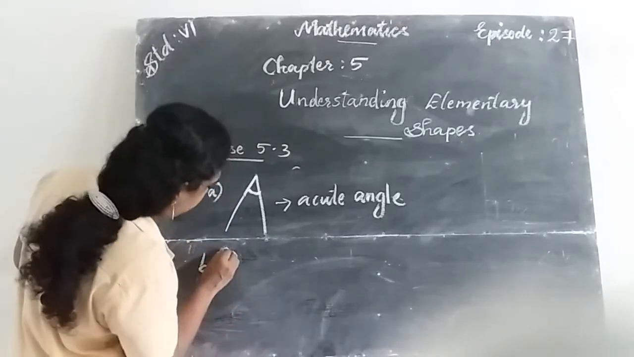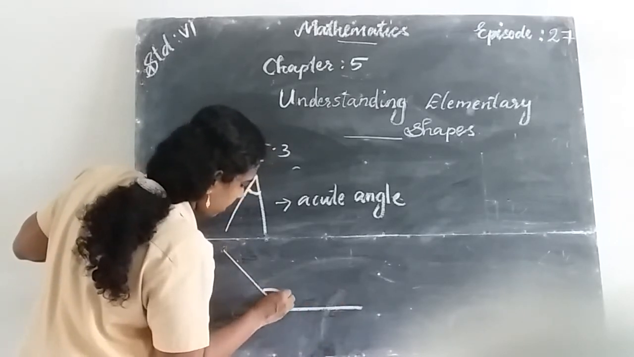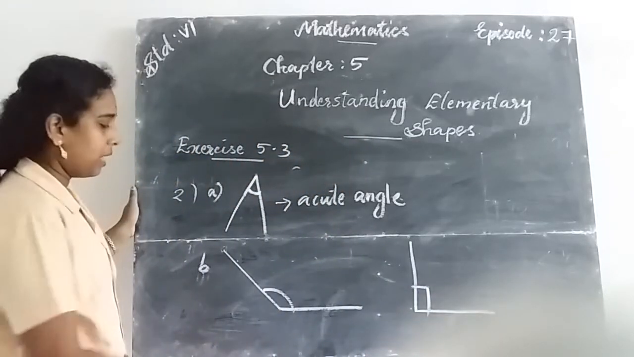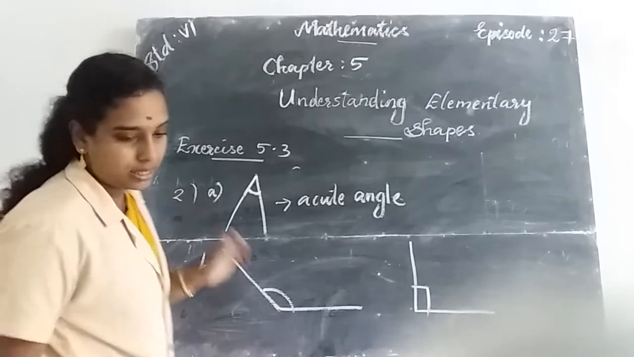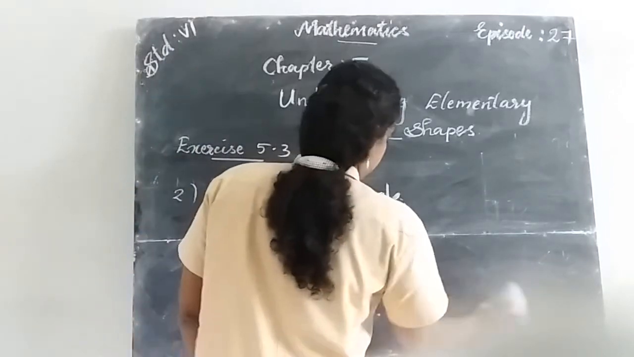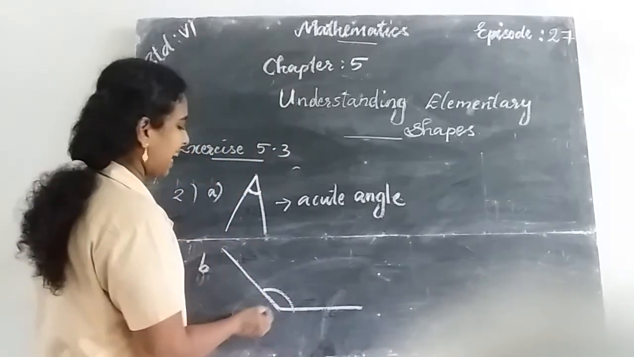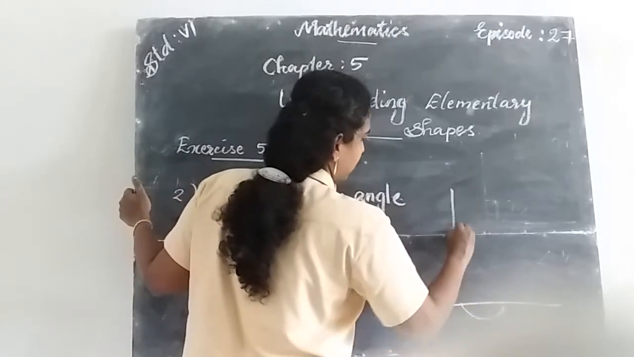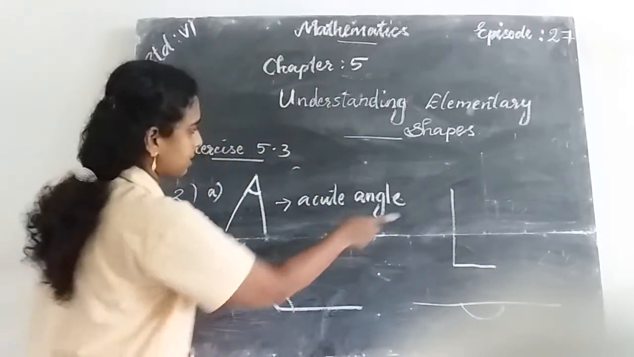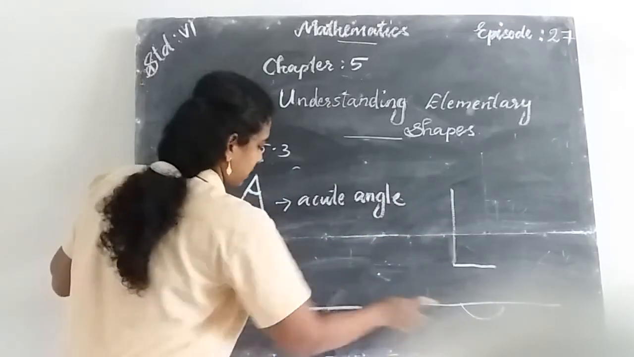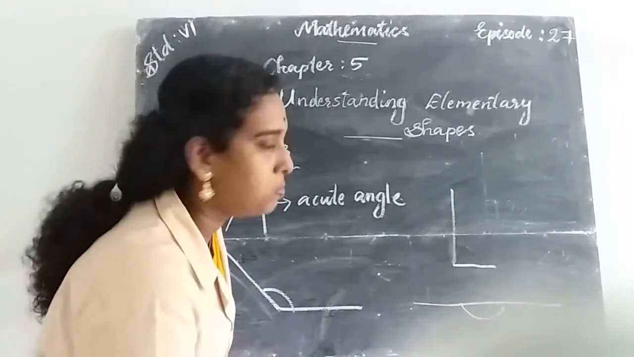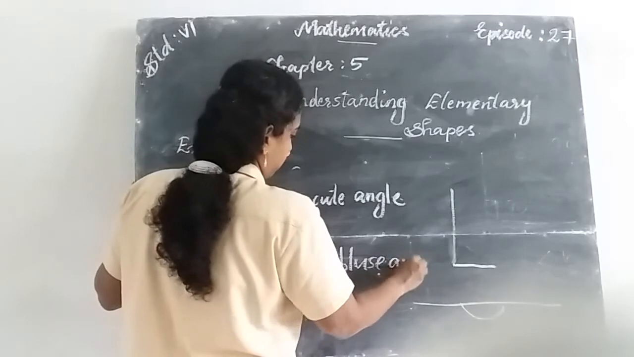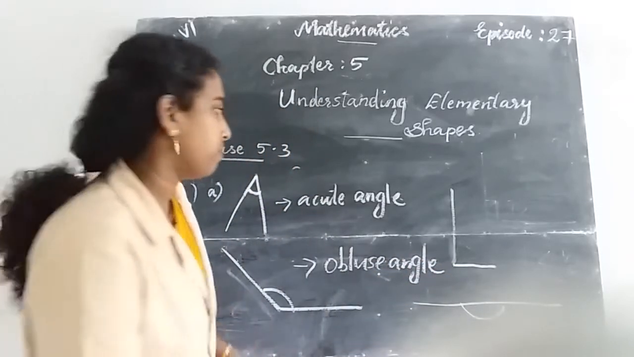The figure is like this and like this. This is a right angle, but here the angle is more than 90 degrees and less than 180 degrees. 180 is like this and 90 is like this, and this angle is more than 90 degrees and less than 180 degrees, and it is a type of obtuse angle. Obtuse angle.